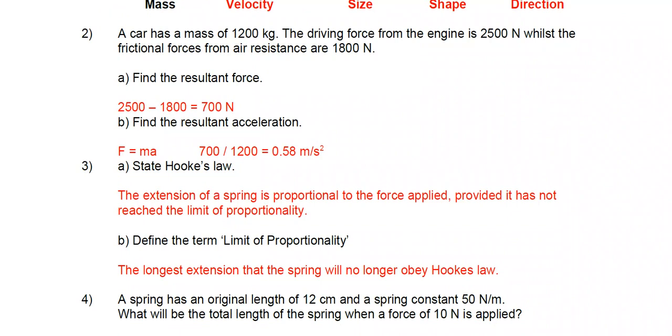The driving force on the engine is 2,500 newtons, whilst the frictional forces from air resistance are 1,800 newtons. Find the resultant force. So we're going to say 2,500 minus 1,800 is 700 newtons. Find the resultant acceleration. Well, we're going to apply F equals ma. 700 divided by the mass, 1,200, I get an acceleration of 0.58 meters per second squared.